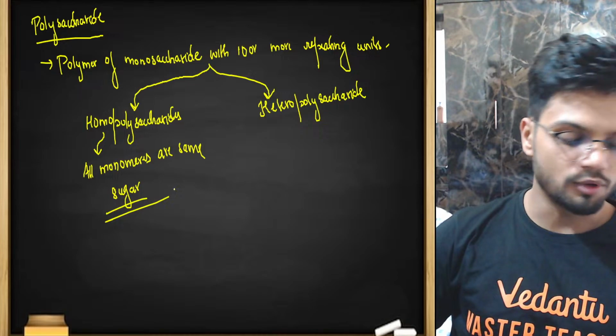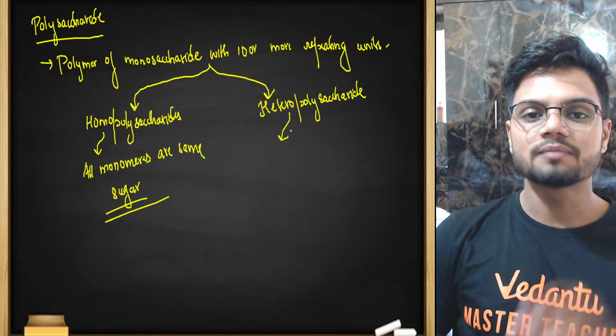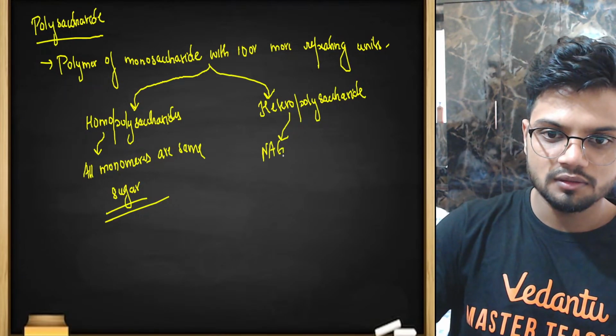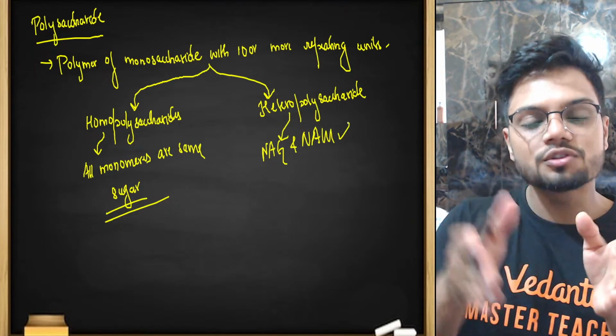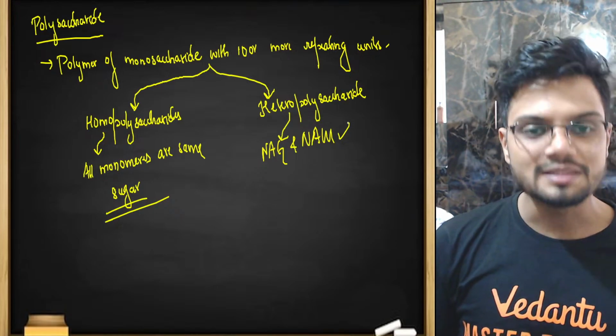That is called a homopolysaccharide. Then what is a heteropolysaccharide, friends? A heteropolysaccharide is basically made of different types of sugar. Example, I'll tell you: NAG and NAM. Repeating units of NAG and NAM is called a heteropolysaccharide. Okay, so I hope that is clear to all of you.